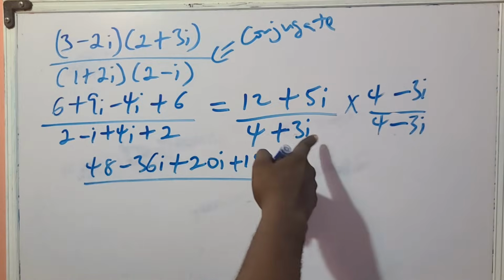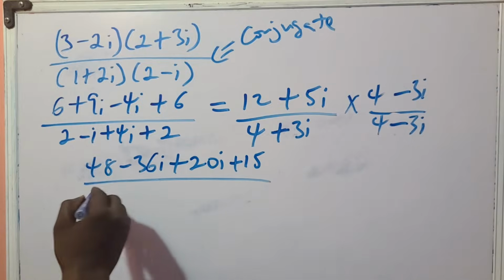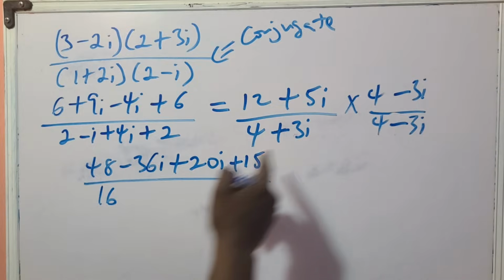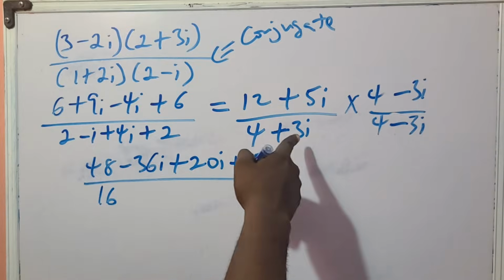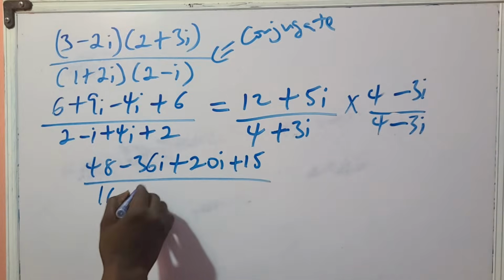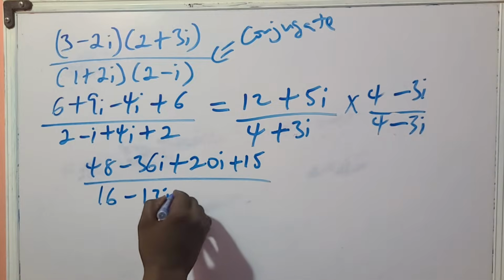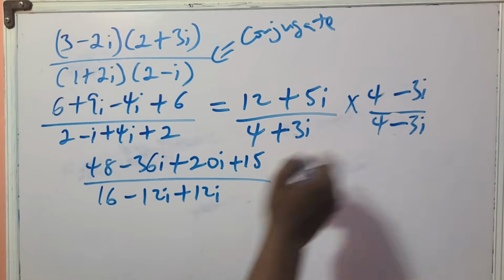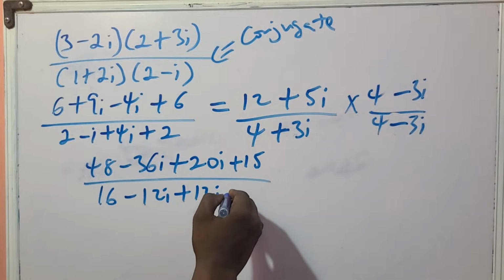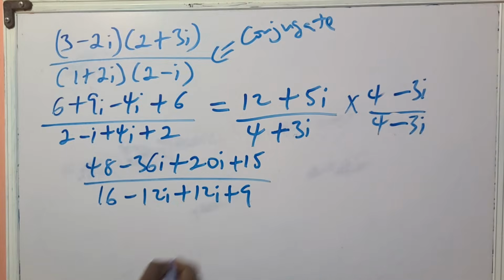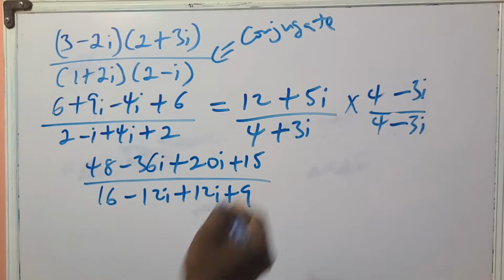And then the one beneath, the denominator, is 4 times 4, that will be 16. And 4 times minus 3i, that's minus 12i. Then this will be plus 12i. Then this will be minus 9i squared, but it will be plus 9. So this is what we have.